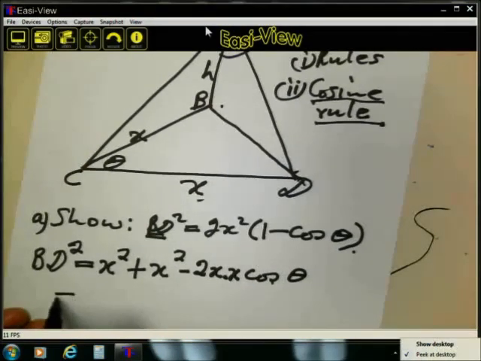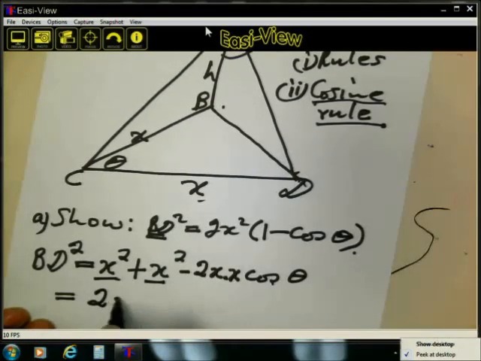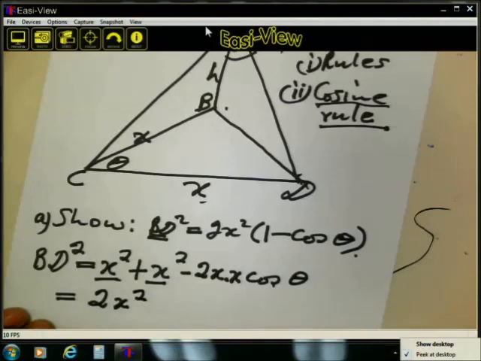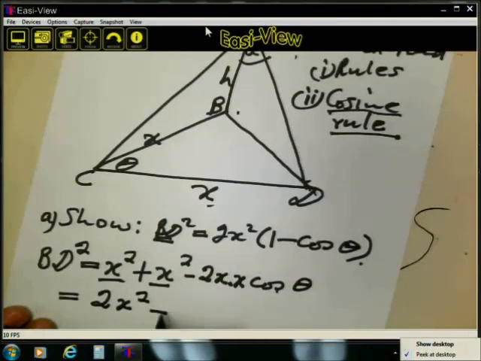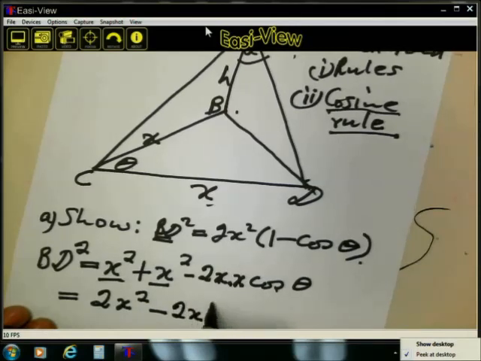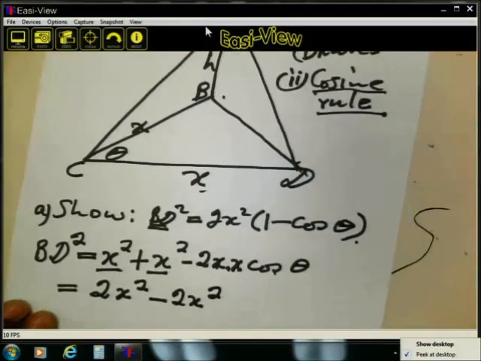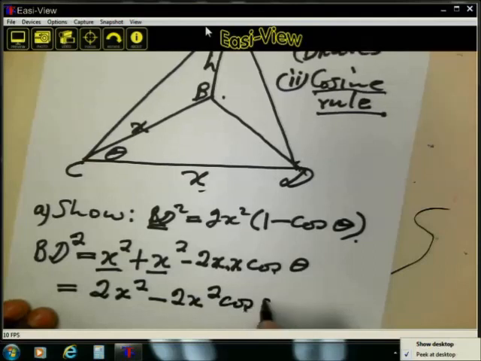But what do you have here? This is 2x squared minus, what do you have? X times x. It is again 2x squared times the cosine of theta.